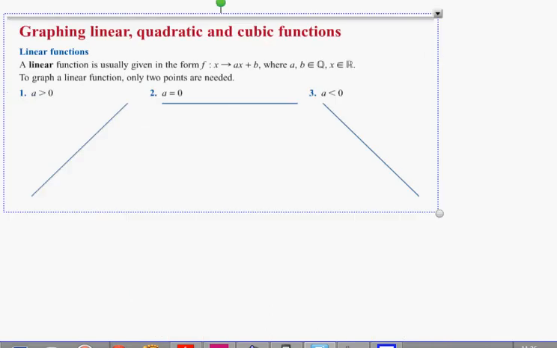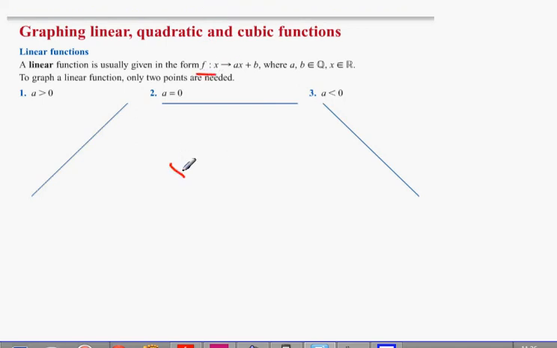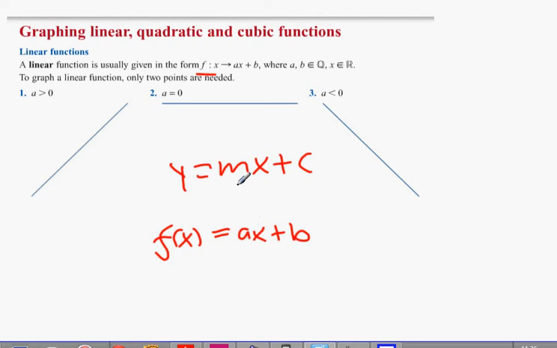Now, graphing linear, quadratic and cubic functions. An example would be y equals mx plus c from geometry, or rewritten as f of x equals ax plus b. What does a represent?